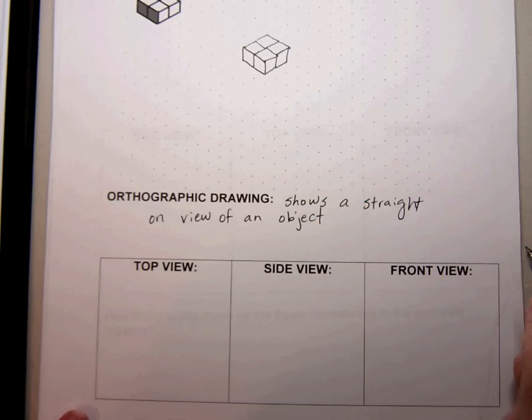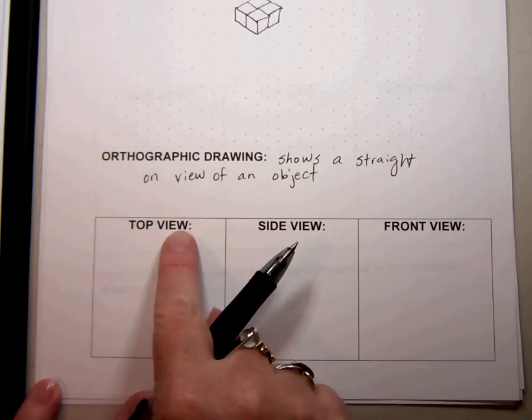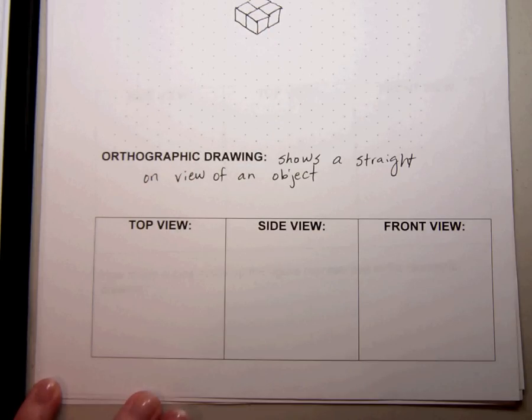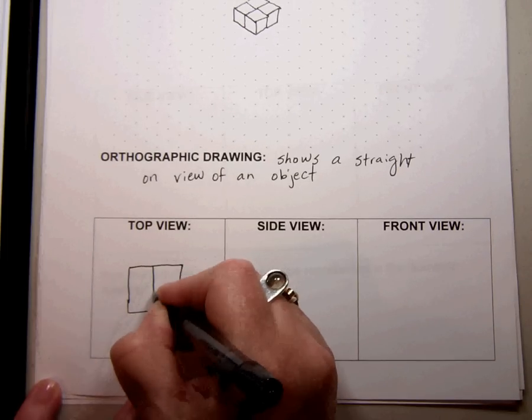Okay, so let's use these boxes down here to draw this shape. The top view, since what you see if you looked above at this shape is only 4 squares, that's what you draw.